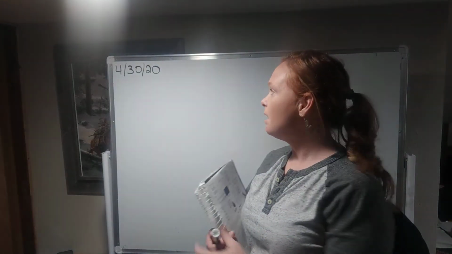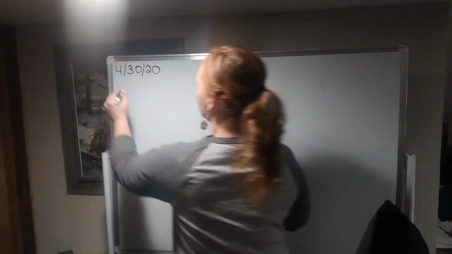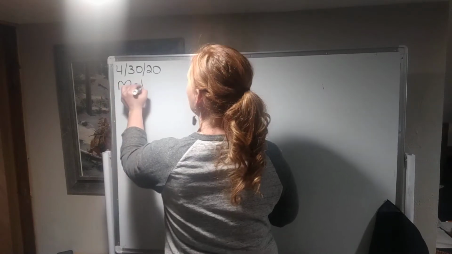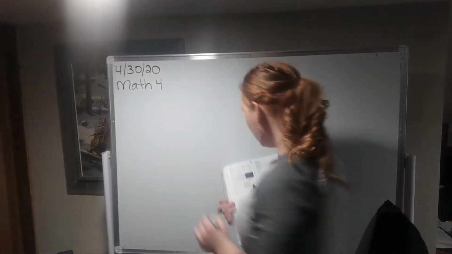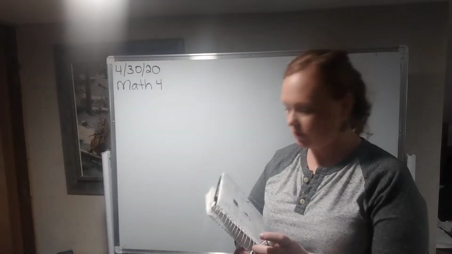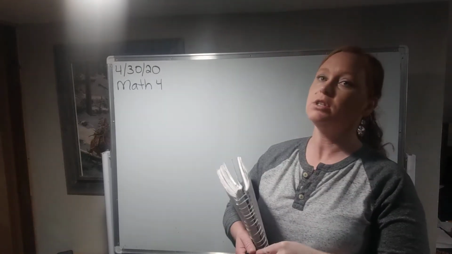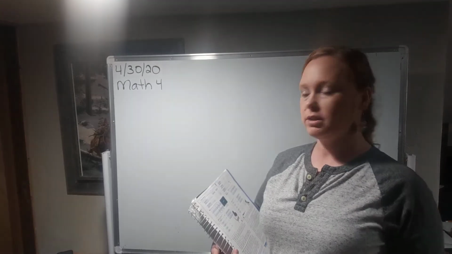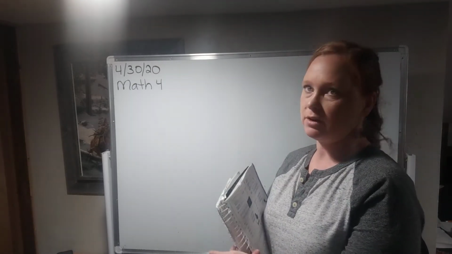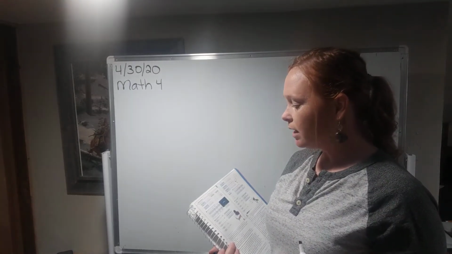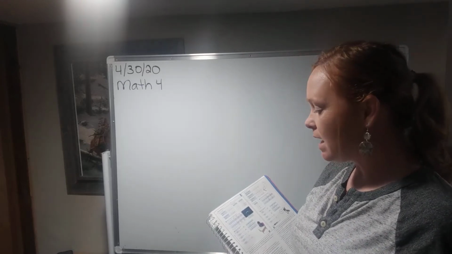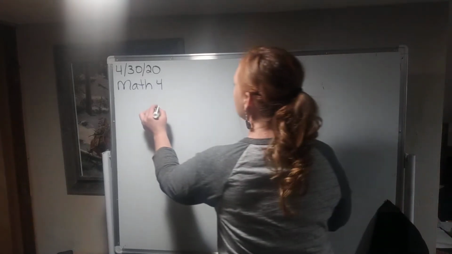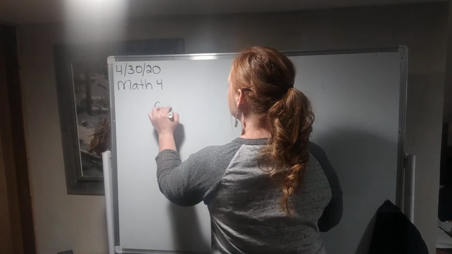This is Math 4 video for April 30th, and this is lesson 137, and today we're talking about number patterns. So you have to do some detective work today as we find these number patterns. If you look at number 1, it says complete the table, and the first row is packs of gum.